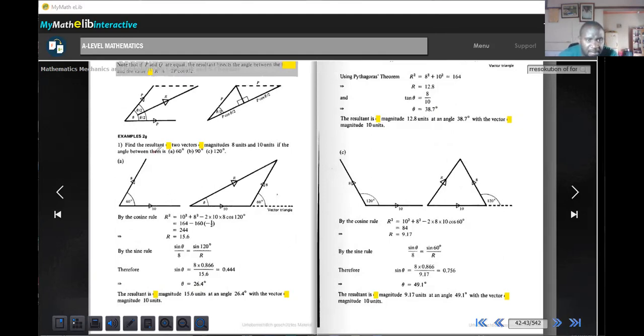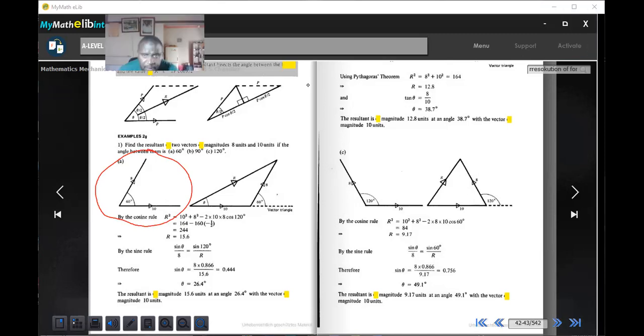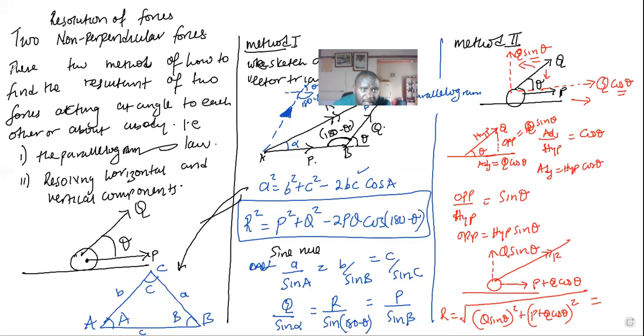Okay, so I want to do this number. I want to go back to the white page. Can I go back? Yes. Okay. So going back to the white page, the question says we have a component of 6 newtons, we have another component of 8 newtons. The angle between them is 60 degrees.